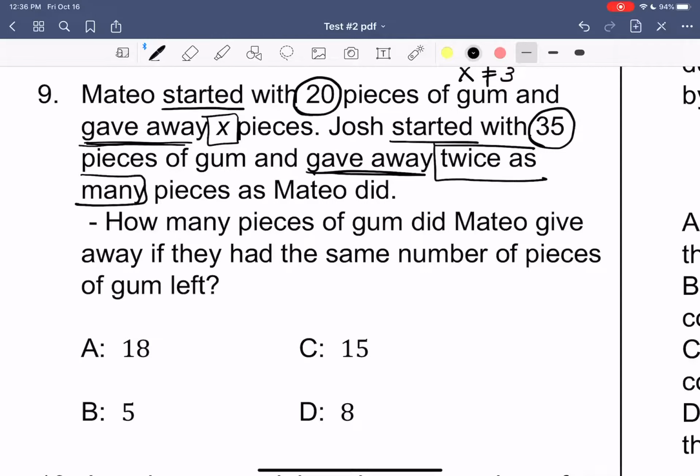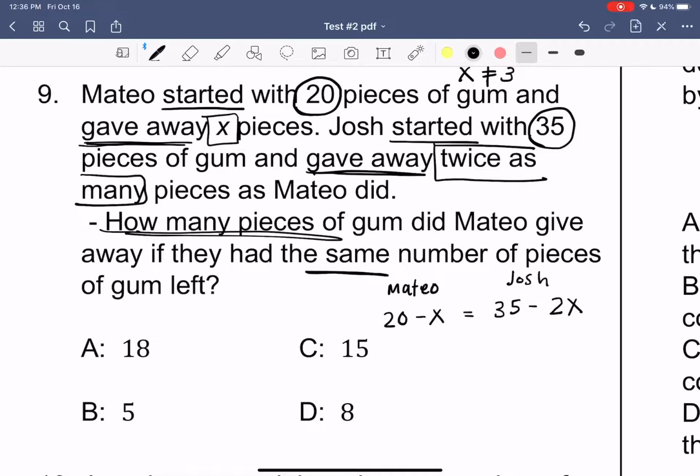And we're looking for how many pieces of gum Mateo gave away for them to have the same number at the end. So we have Mateo, and Mateo had 20 pieces and he gave away X number of them. And that's going to equal Josh, who had 35 to begin with, and he gave away 2 times as many, because Mateo gave away X, so Josh gave away 2X. And so going in and circling and boxing, circling constants, boxing variables.